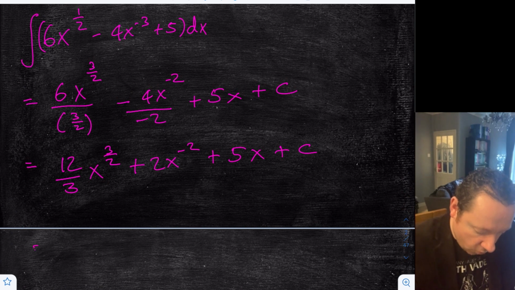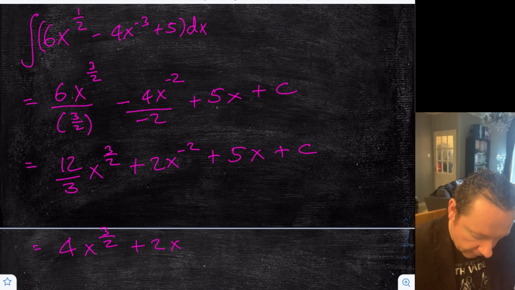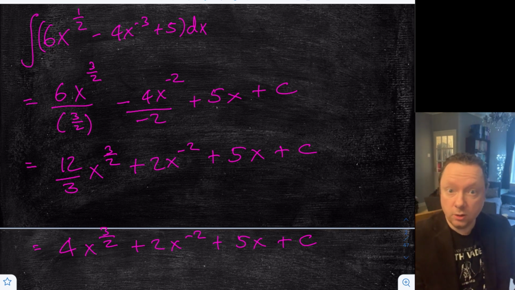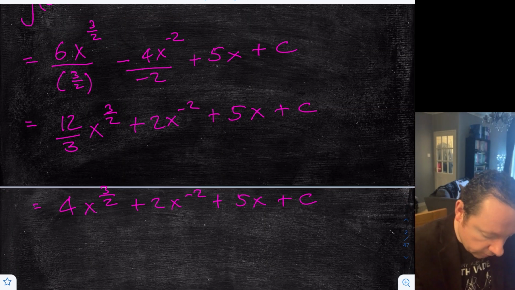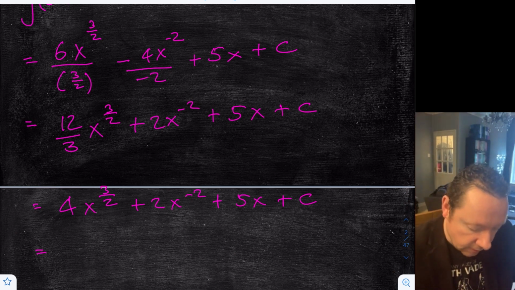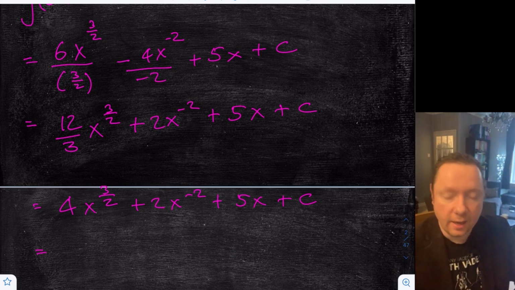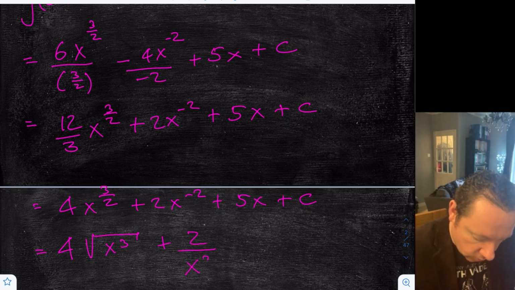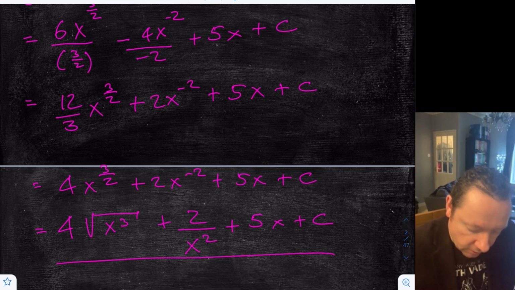12 divided by 3 is 4, so that's 4x to the 3 over 2. Plus 2x to the minus 2 plus 5x plus c. And you will get your final mark at that stage, but let's just assume you wanted to go further because you're going to use it in another question. This helps us revise indices. So we've got x to the 3 halves, so that's the same as x times the square root of x, because of the 2, x cubed, plus 2 over x squared, plus 5x plus c. But you don't need to go that far for this question.